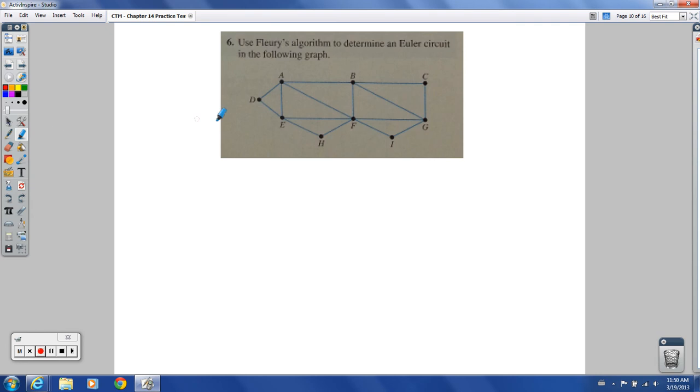We'll move on though. Number 6, using Fleury's algorithm. Use Fleury's algorithm to determine an Euler circuit. So now an Euler circuit, not an Euler path. This means we use each edge and we have to start and end at the same vertex.